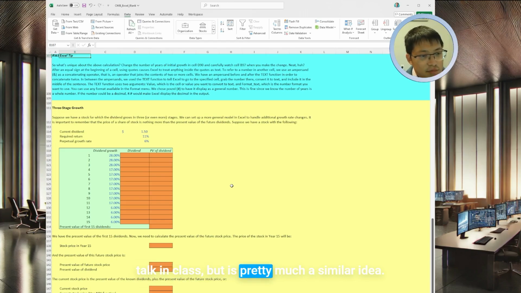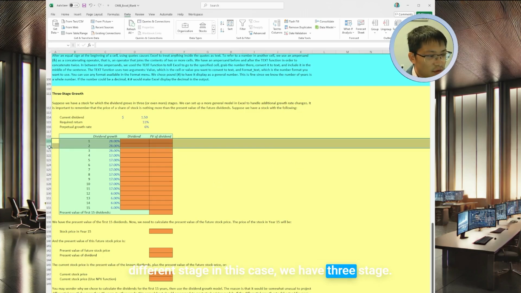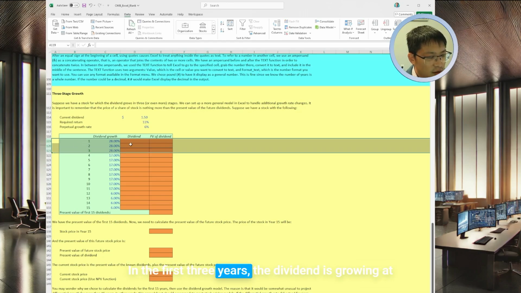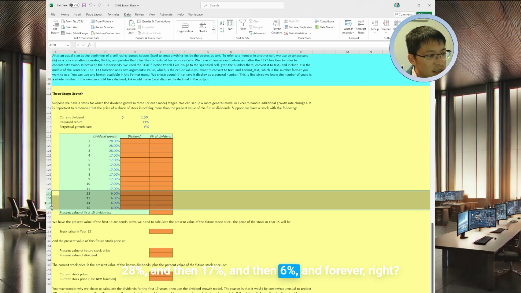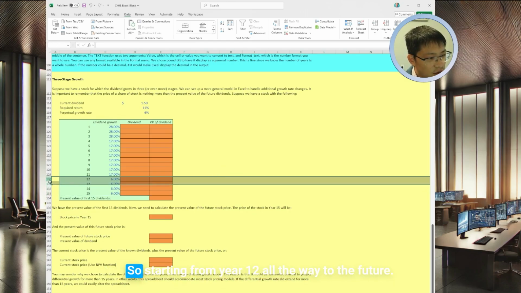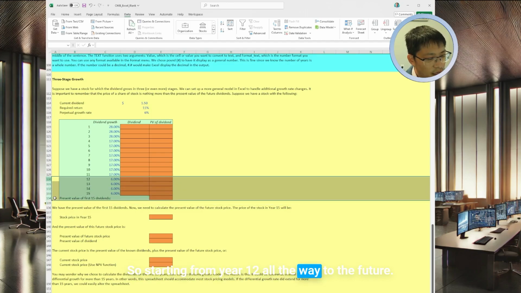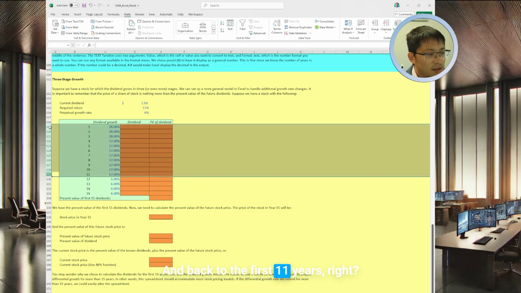So let's look at one other model that we didn't talk about, but it's pretty much a similar idea. If we have a company that, in this case, has 3 stages, where the first 3 years are at 8%, then 70%, then 6% forever. So we can divide this company into 2 stages, starting from year 12 all the way to the future, and going back to the first 11 years.